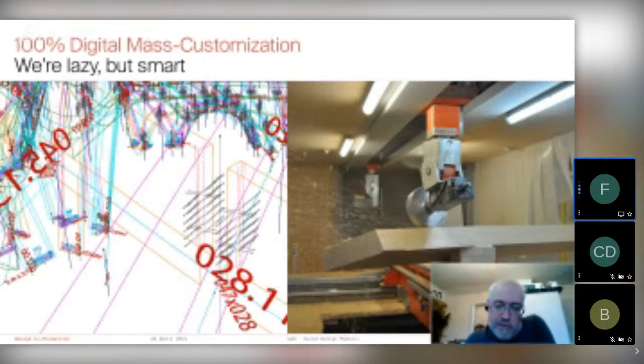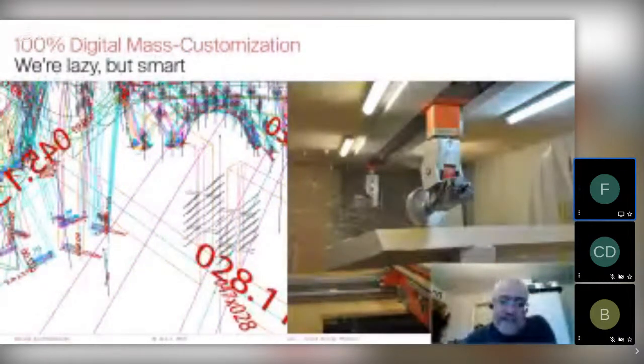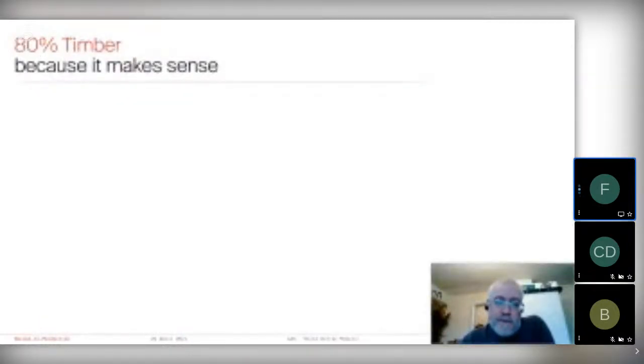So basically what we're exploiting is the idea that we have a machine that doesn't care if it's doing 1,000 different or 1,000 similar parts, as long as it gets the right information in form of the right digital data to drive it. We are doing about 80% timber projects because it turned out to make sense. Design to production was material agnostic from the start, if you like. But it turned out that timber is actually a great material for what we had in mind.